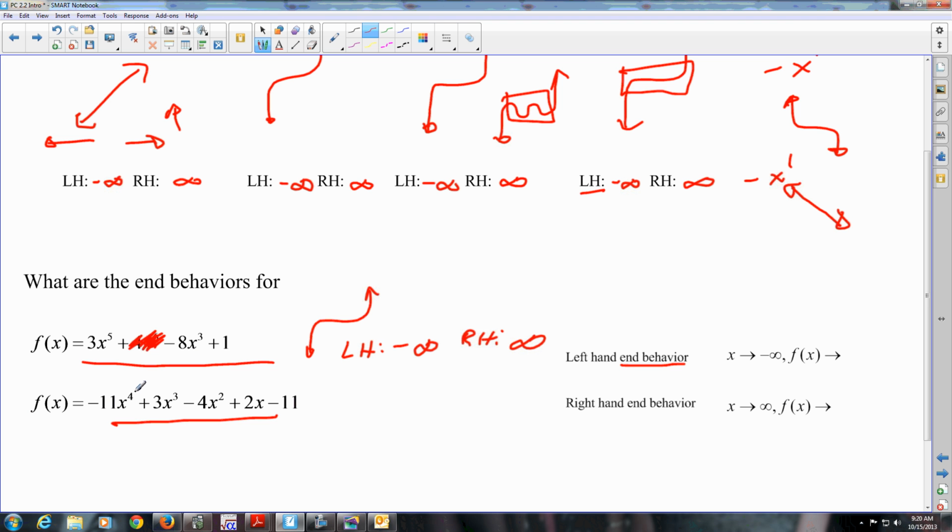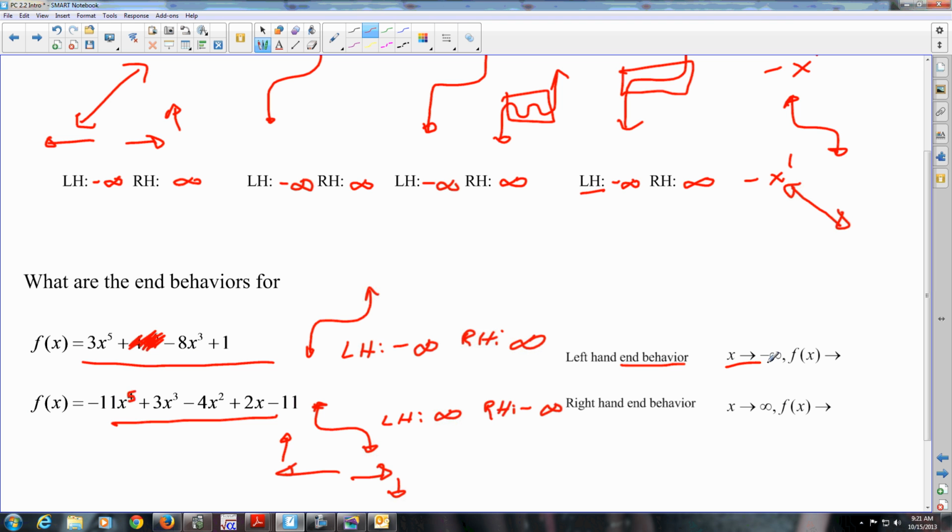This one, how about we change this to a 5? Apologize for my mistake. Its gross shape is going to be this. So its left-hand end behavior is going to be positive infinity. As you go really far left, the graph is going really far up. So positive infinity. The right-hand end behavior, as you go really far right, your graph is going really far down. So it would be negative infinity.